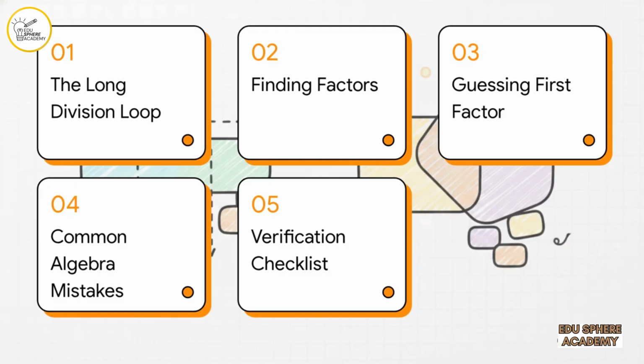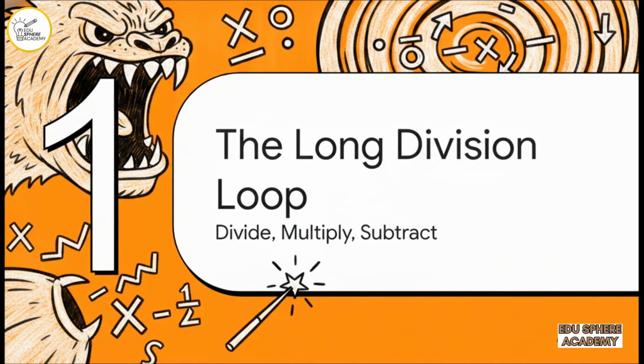Okay, here's our game plan for today. We'll cover the long division loop, finding factors with remainders, guessing that tricky first factor, avoiding common algebra mistakes, and finally, an exam verification checklist to lock in those marks. All right, let's jump straight into part 1, the long division loop.